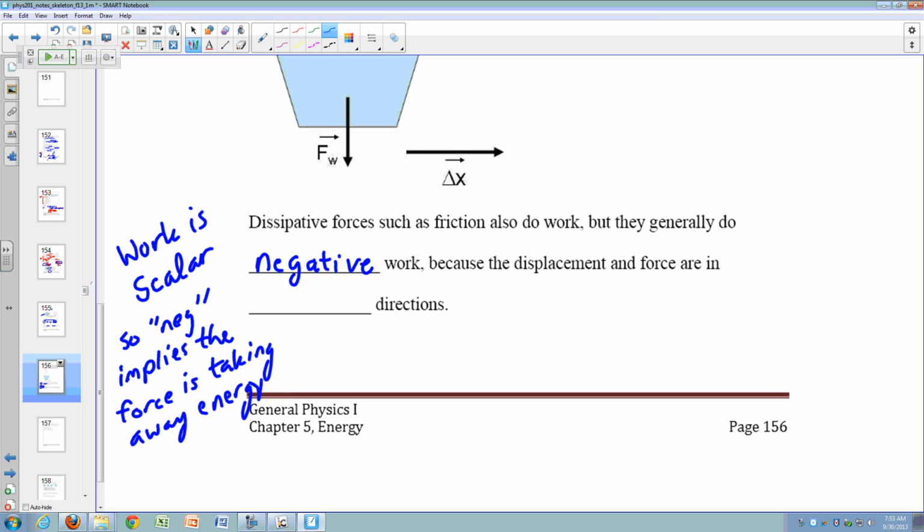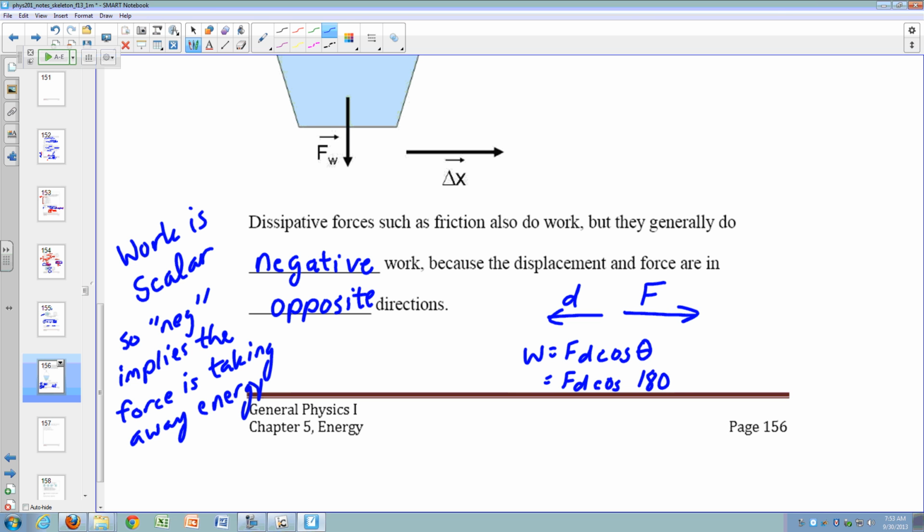The reason it comes out negative, though, is because the force and the displacement are in opposite directions. If I have a force in one direction and a displacement in another direction, then work is equal to F D cosine theta, that's going to be F D cosine of 180, which is negative 1. So it's going to be negative F times D. It just works out to be negative work, but it doesn't imply a direction.